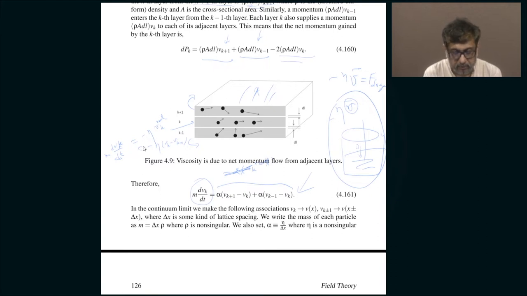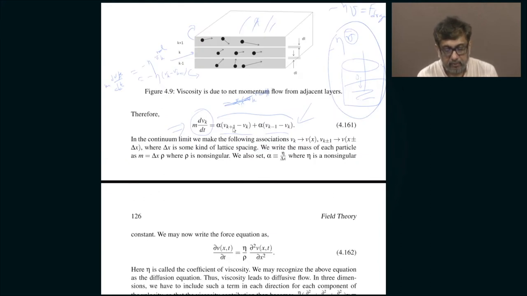So it's minus eta or alpha, whatever you want to call it, times Vk rel. That means the relative velocity, the velocity of the kth layer relative to whatever is rubbing against it. And there are two things rubbing against the kth layer. One is k plus 1, the other is k minus 1. So that's why you need two terms here. Okay. So this makes more sense. I mean, we could have started here itself.